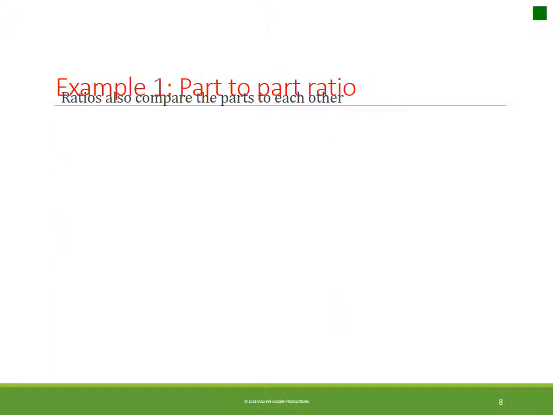Now let's look at a different type of ratio, which is part to part. Ratios can compare the parts to each other. So this is often useful if you have more than one part or more than two parts. So you could look at the different parts compared to each other.